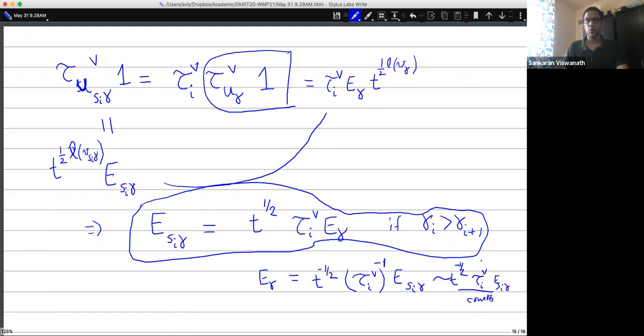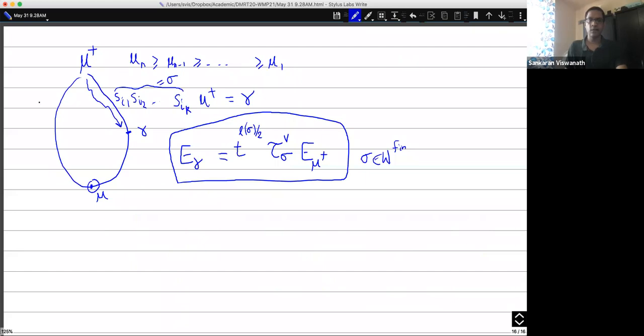Okay, so the moral of the story really is that if you start either with the dominant guy or with the anti-dominant guy, by acting by a sequence of tau i checks or tau i check inverses, as the case may be, you can generate all the other fellows in that Weyl orbit. Okay, now, so let's just quickly do an example.